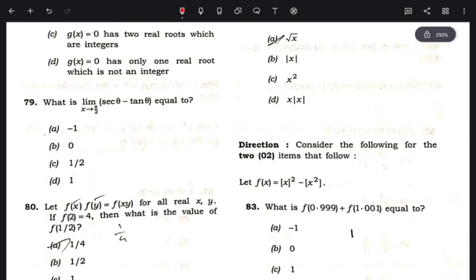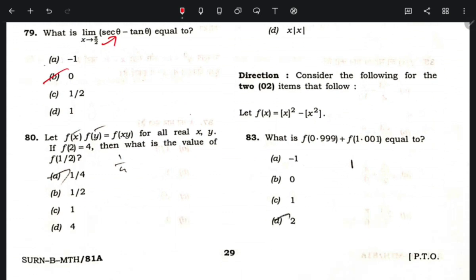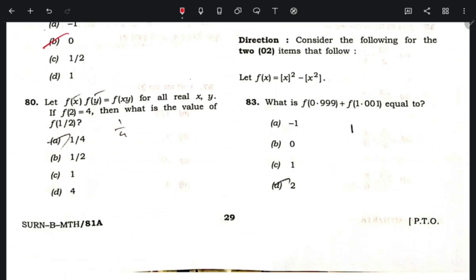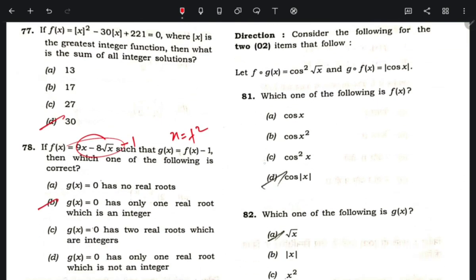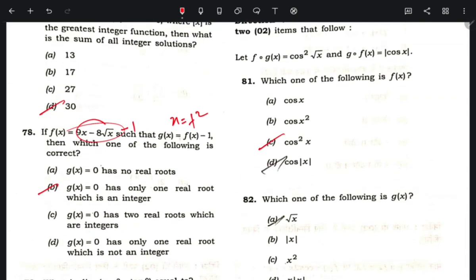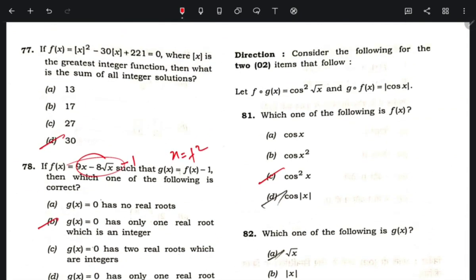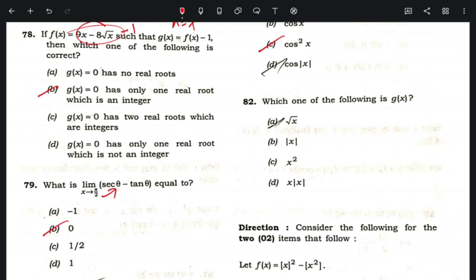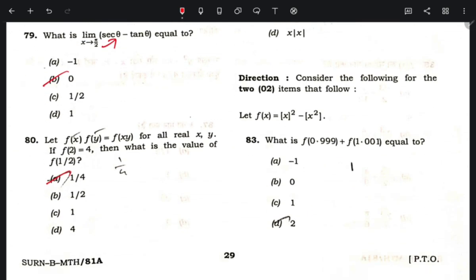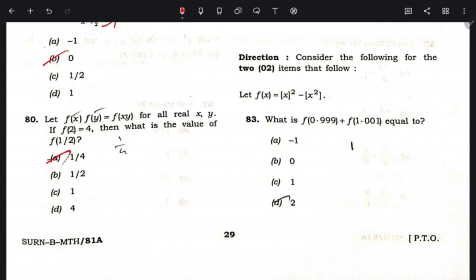So 79 it is B, so let's apply the limits directly. 80 it is A. 81 it is C, cos square x actually. So here you have g of x and f of x, solve both simultaneously, right? Side by side, if you keep it and solve it, you get the answer. 82 it is A. 83 it is B.